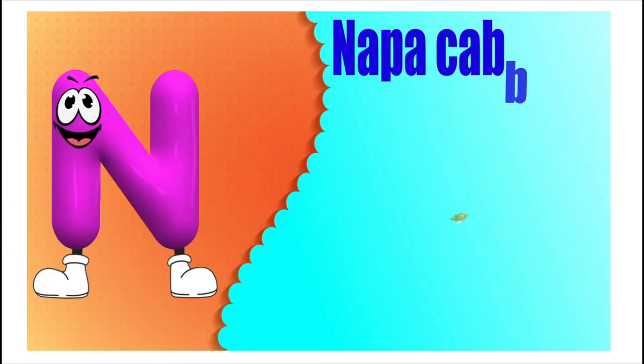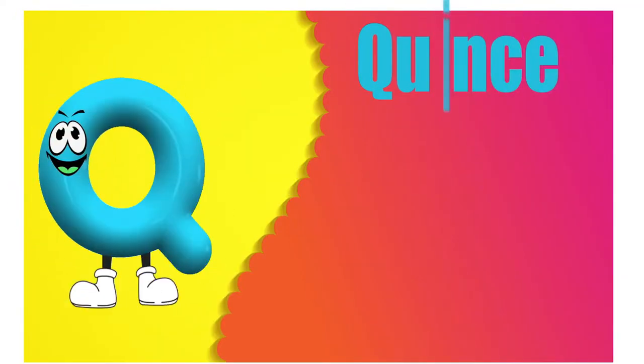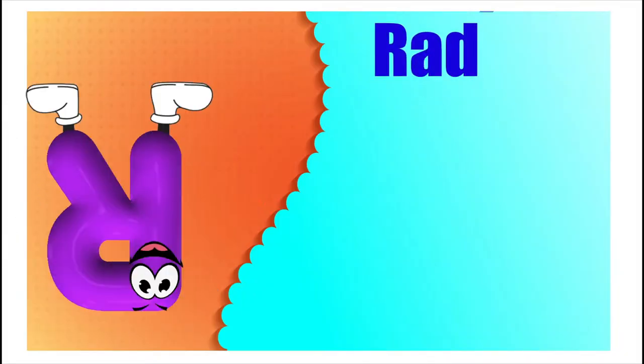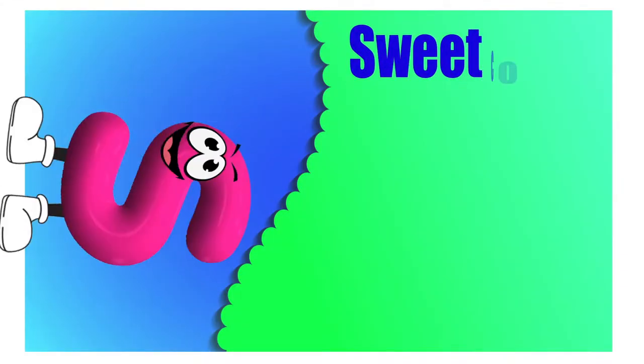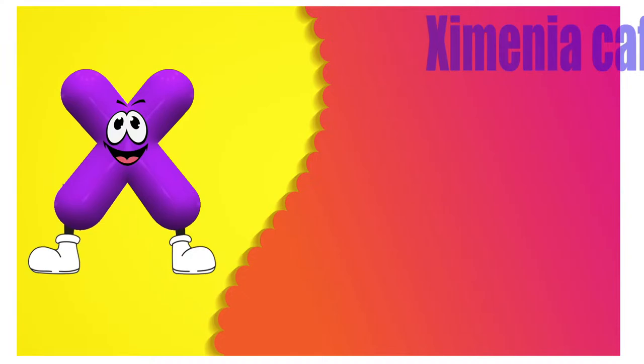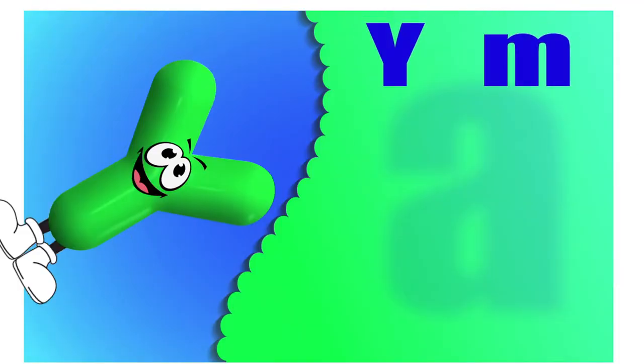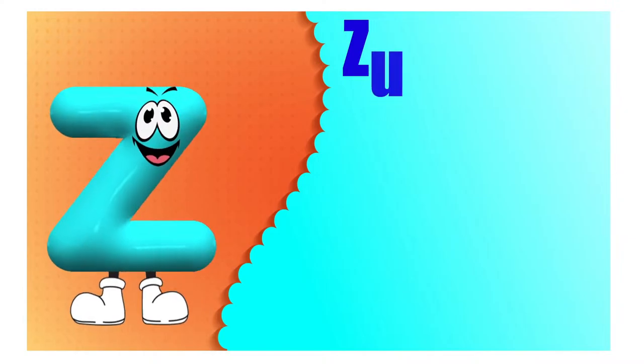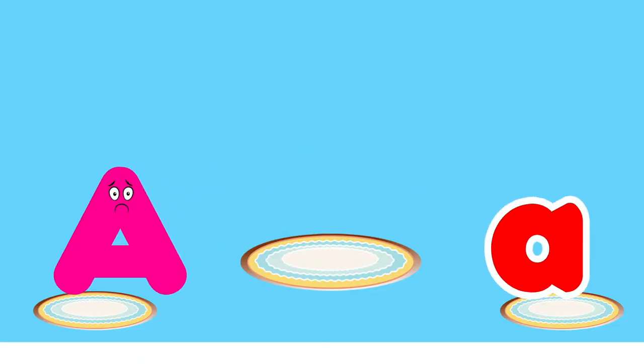M for mushroom. N for napa cabbage. O for onion. P for potato. Q for quince. R for radish. S for sweet corn. T for tomato. U for ugly fruit. V for vegetables. W for wheat loaf. X for Xenia caffra. Y for yam. Z for zucchini.